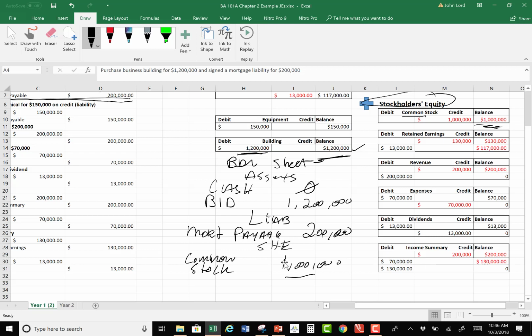So mortgage payable is basically saying, hey, you're going to die before you pay this thing off, right? It's a very long-term liability that will take us a long time to pay off, right? That's why they call it a mortgage payable. But it is a liability, isn't it? And we credited that to increase that, right?